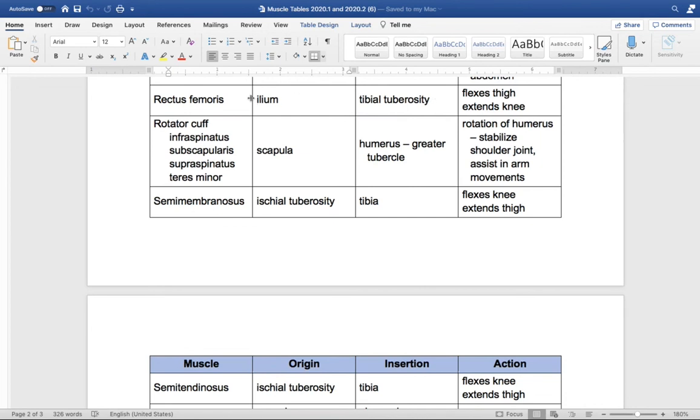Now, knowing that the rectus femoris will originate from the ilium and insert down at the tibial tuberosity tells us that this muscle spans the hip joint and the knee joint. Therefore, because this muscle spans two joints, it will have two actions. Its first, up here at the thigh, is to flex the thigh, and its second is to extend the knee.